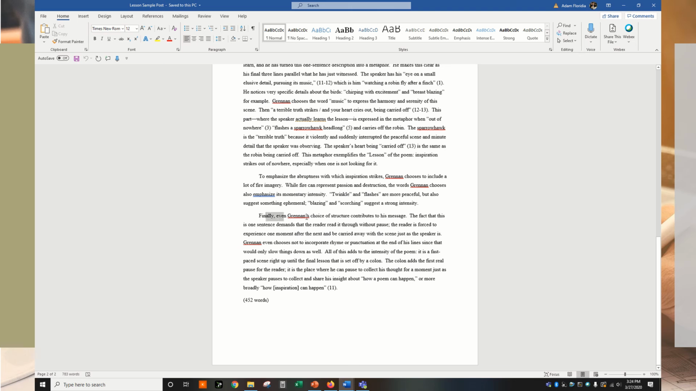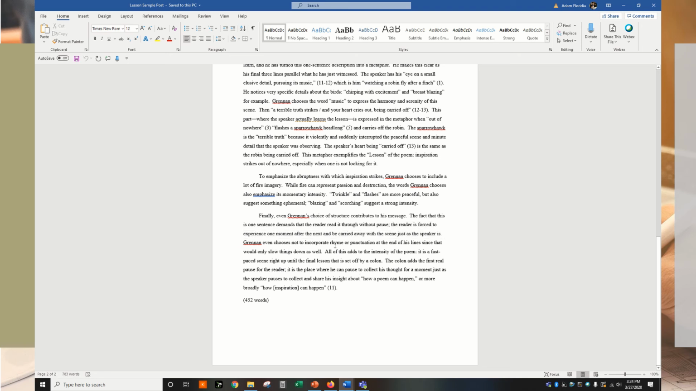Anyway, his structure contributes to his message. The fact that this is one sentence demands that the reader read it through without pause. The reader is forced to experience one moment after the next and be carried away with the scene just as the speaker is. I thought that worked for why this is one sentence. Well, this is an analysis of what having the poem be one sentence makes us do.